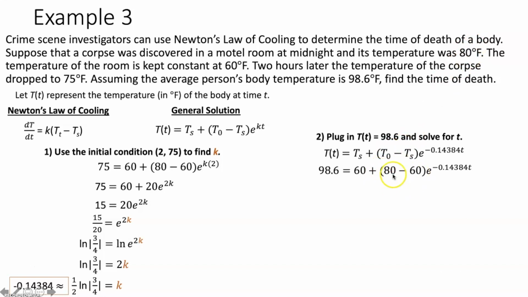So to solve for t, we simplify what's inside the parentheses first. We then do not add these two together. This has an e, this does not. So we subtract that 60 to the other side, divide both sides by 20.